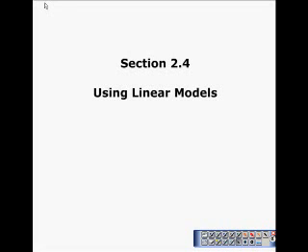Okay, let's start this math journey. Today we're going to be talking about section 2.4, using linear models.